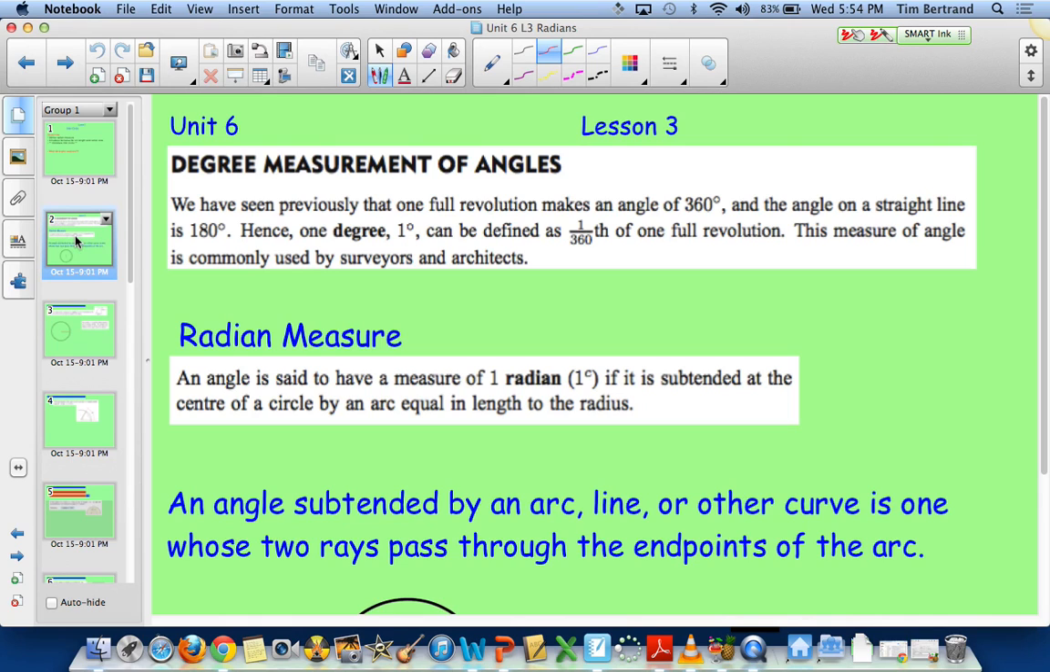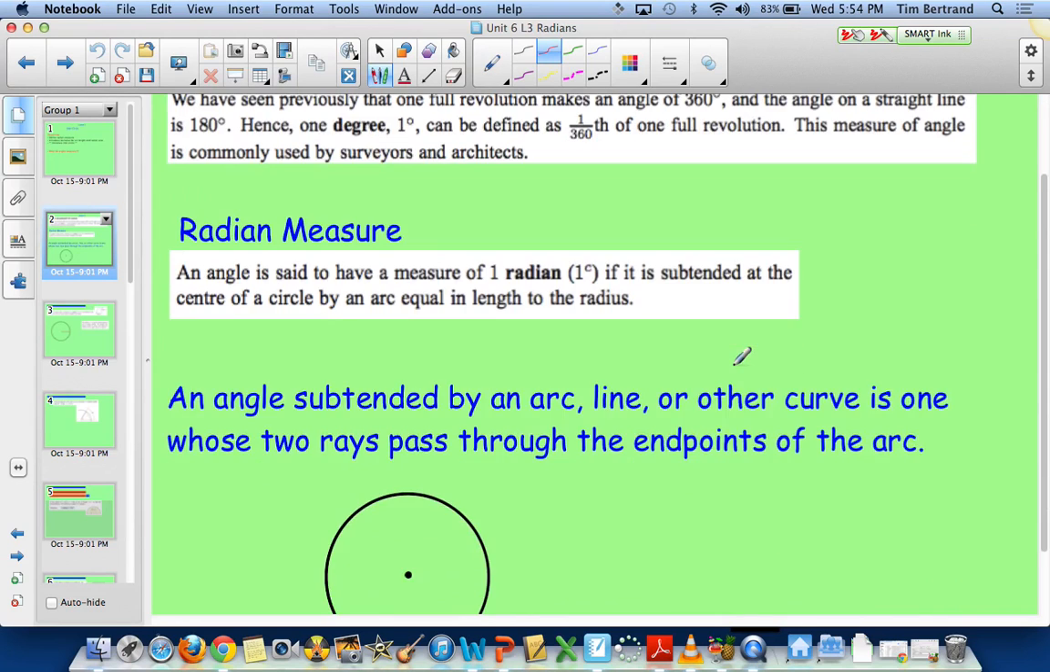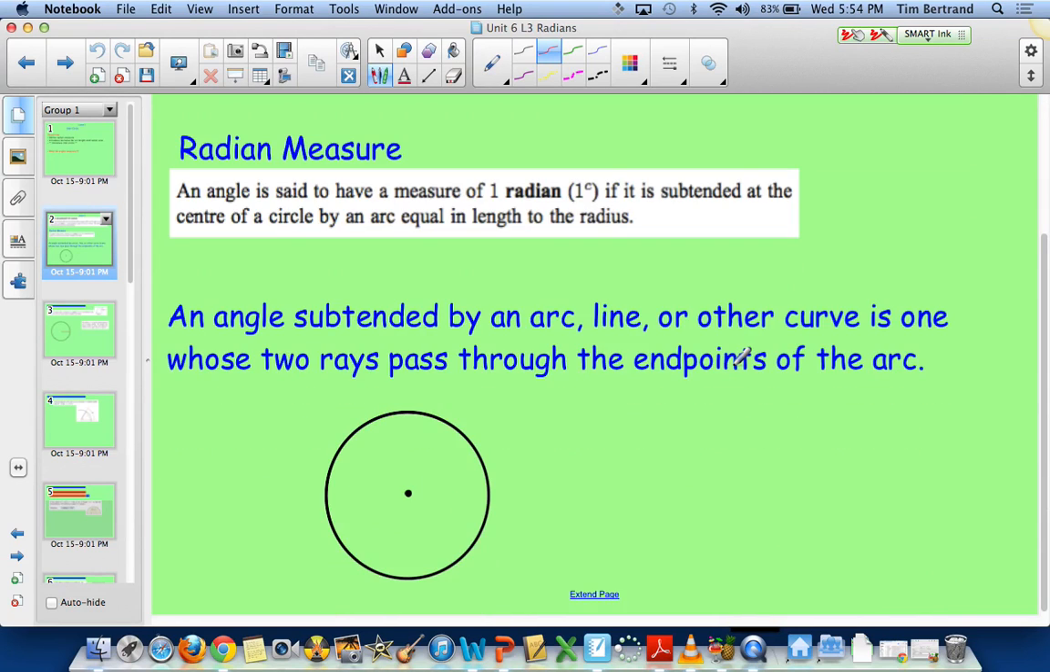Okay? It says an angle is said to have a measure of 1 radian if it is subtended at the center of a circle by an arc equal in length to the radius. So what does subtended mean? Okay? It means two rays are going to pass through the endpoints of an arc. Then it's subtended. So let me give you an example.